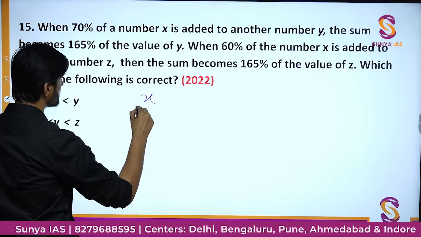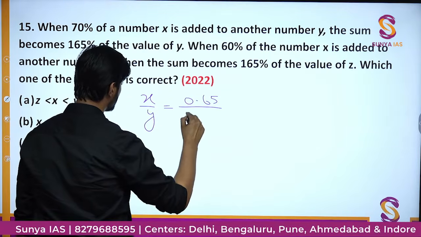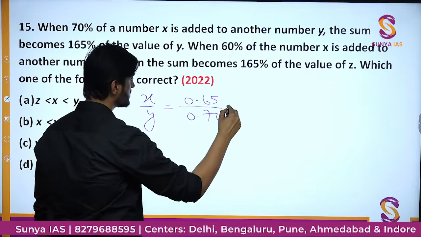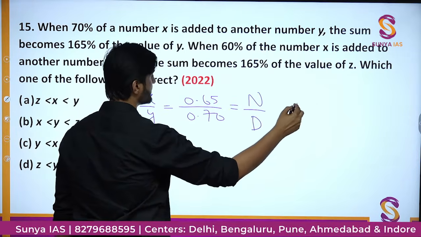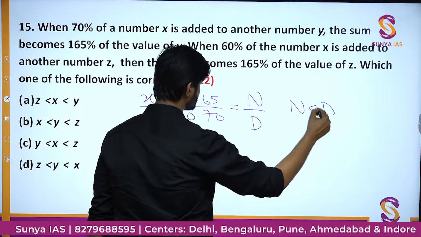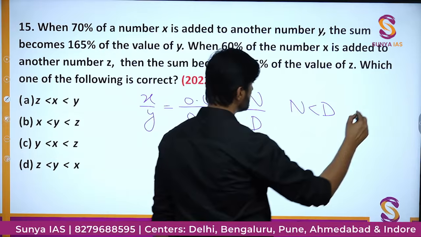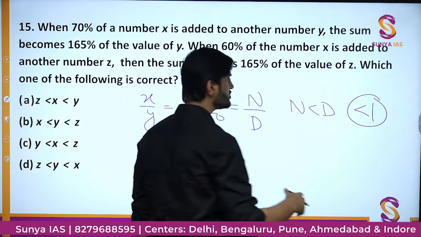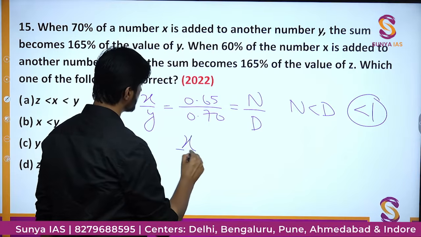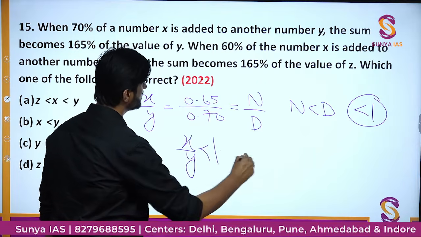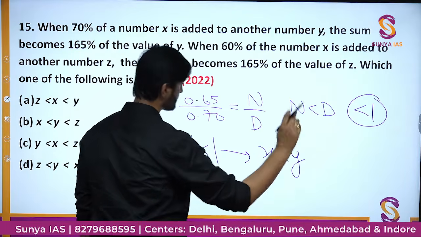If x by y is 0.65 upon 0.70, one can say that here the numerator is actually less than the denominator. Okay, so this fraction is what? Less than 1. We call such fractions proper fractions, which are less than 1. So here if we know that x upon y is less than 1, we can also conclude by cross multiplication that x is less than y.